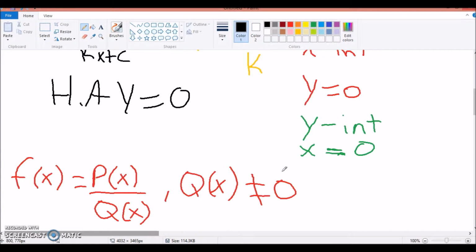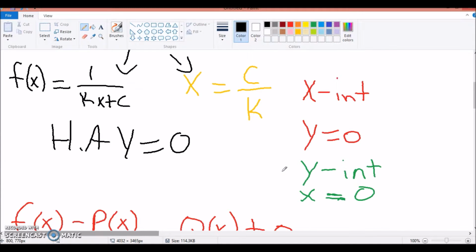To solve for the x and y intercepts, you will sub in the opposite when you are solving. For example, if you're solving for the x-intercept, you would sub in y as 0. When you're solving for the y-intercept, you would sub in x as 0.